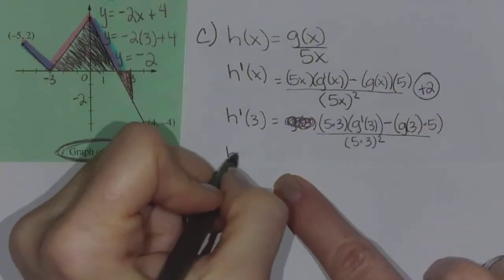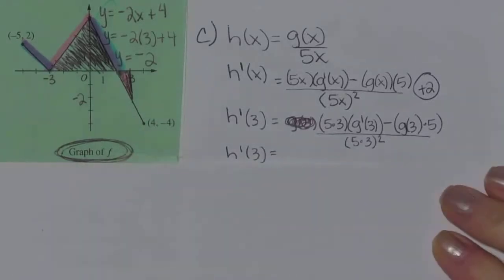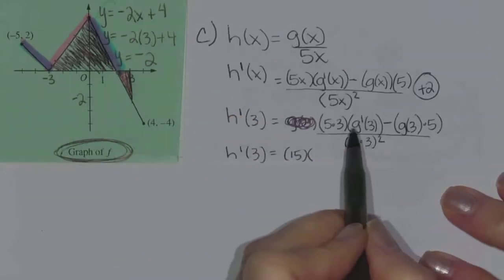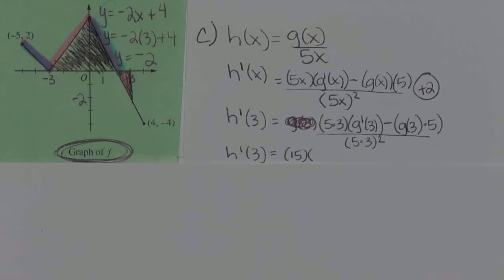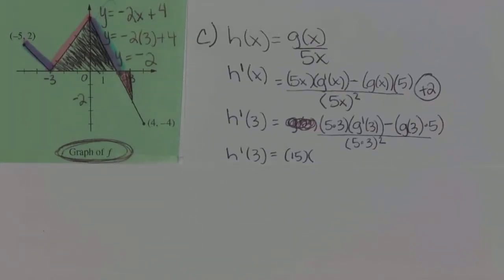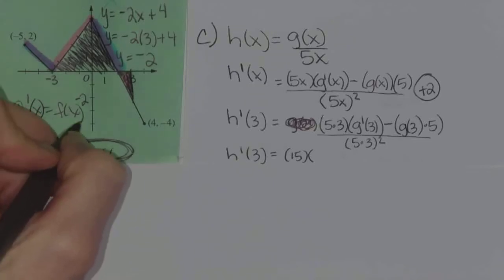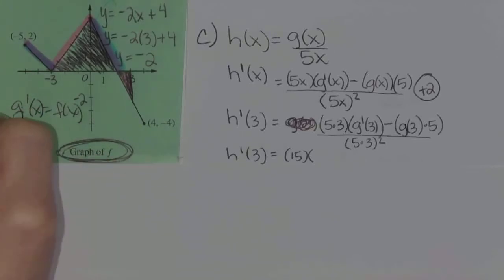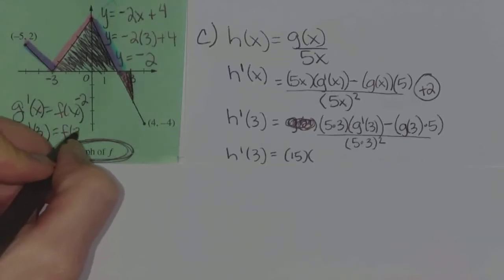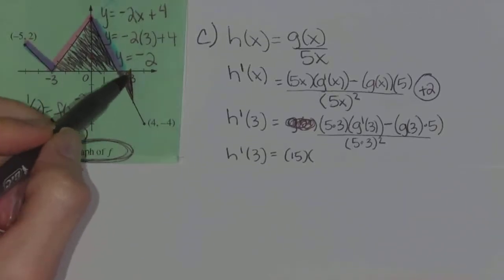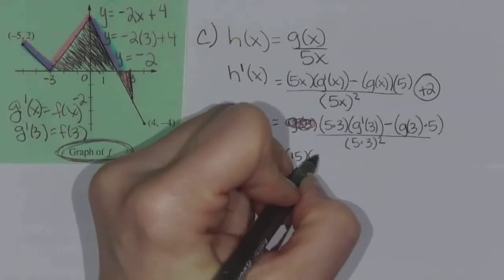Okay, moving on, I have h prime of 3 equals, 5 times 3, that's going to give me 15. Now, g prime of 3. Well, didn't we establish that g prime of x was equal to f of x from part 2 of the fundamental theorem earlier? So g prime of 3 is just f of 3. And if I go to my f graph here, we already established that f of 3 was -2. So that's what I'm going to put for g prime of 3.